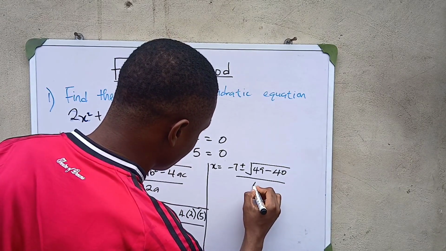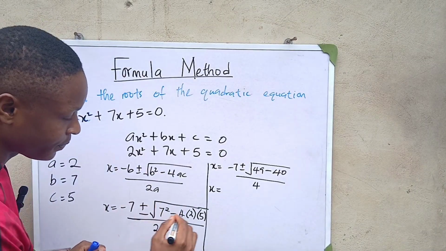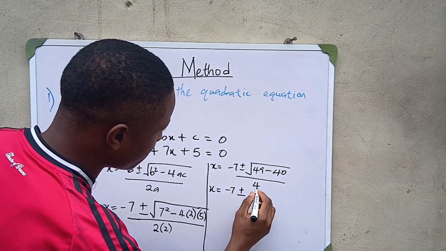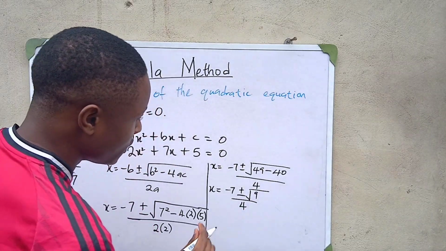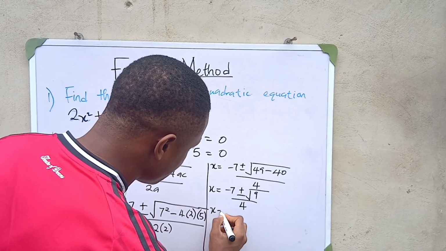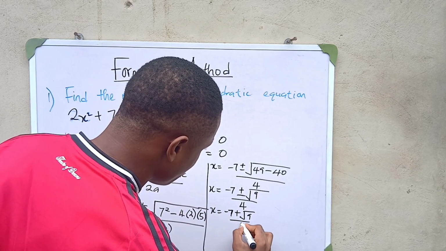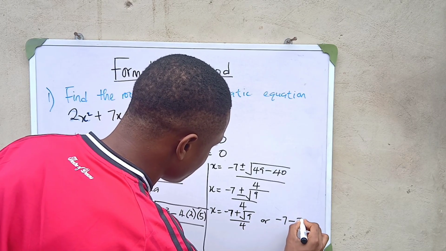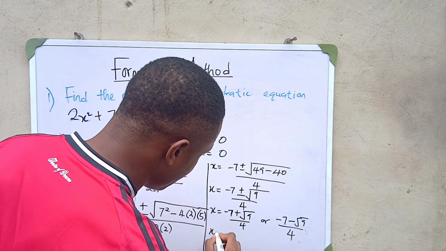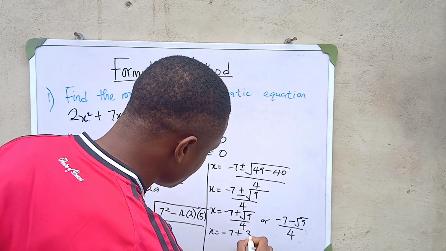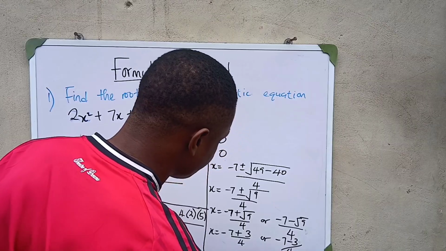40 over 4. So x is equal to minus 7 plus or minus the square root of 49 minus 40, which is 9. So square root of 9 all over 4. So our values of x are x is equal to minus 7 plus square root of 9 over 4, or minus 7 minus square root of 9 over 4. So square root of 9 is 3. So we have x is equal to minus 7 plus 3 over 4, or minus 7 minus 3 over 4.